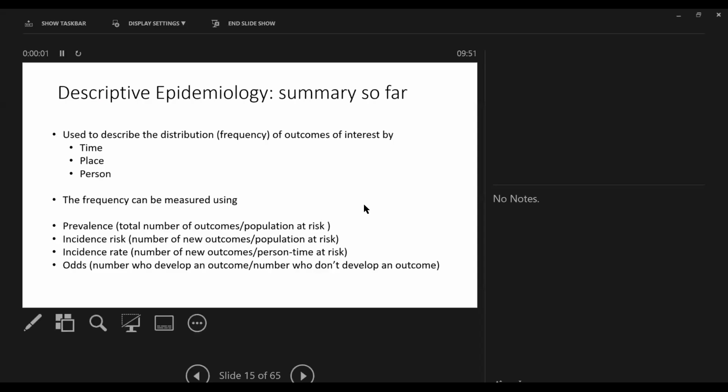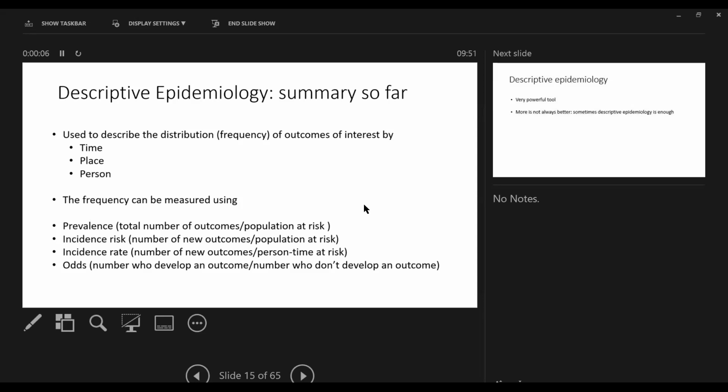And we also know that the frequency, the basic description, can be made using different measures. We've covered this before: the prevalence, the incidence risk, the incidence rate, and the odds. So in your descriptive tables, you have to think about the numerator, the denominator, the time period you're covering, and what is the best measure to describe it. Are you interested in the total number of cases, the number of new cases? So these are the things to think about.